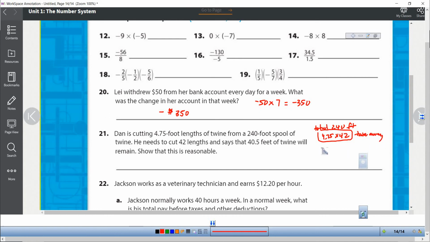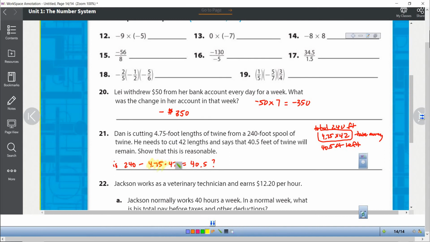And he is saying that 40.5 feet will be left. So the question is 240 minus 4.75 times 42, is that equal to 40.5? All right. So what do we need to do here?